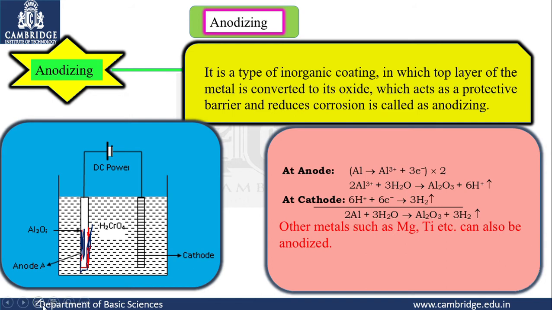So the overall reaction for this is given here. First, Al oxidizes to release the electrons. This Al3+ combines with the water molecules to form Al2O3 and releases 6H+. This 6H+ moves towards the cathode, and the cathodic reaction is liberation of hydrogen. Now this Al2O3 acts as a protective barrier and it will isolate the inside metal from the medium, thereby reducing the rate of corrosion.